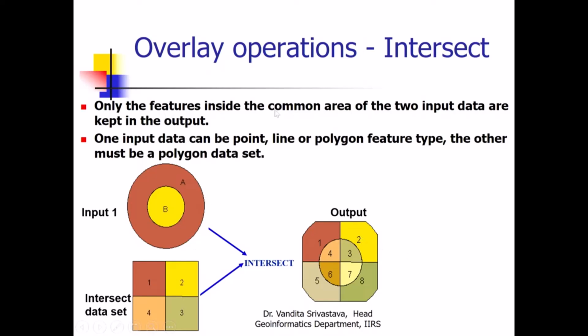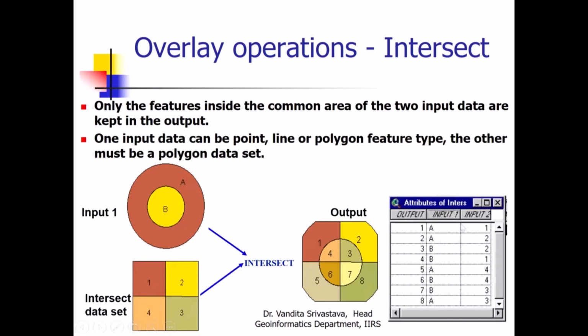Only the features inside the common area of the 2 input data sets are kept in the output. One input data can be point, line or polygon, but the other has to be a polygon. That is a condition. Otherwise, you will not be able to perform the intersect operation. So the output looks like this. Input attribute 1 and the other input attribute both are copied to the output with the new polygon IDs created. So the new topology is created.